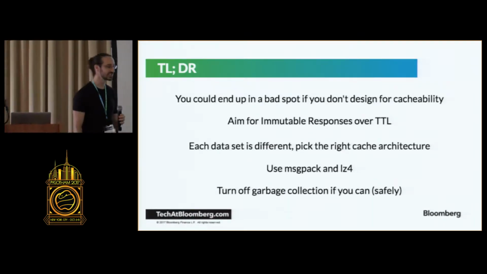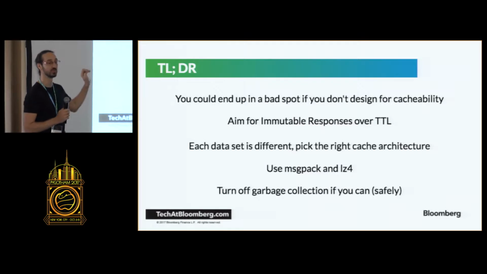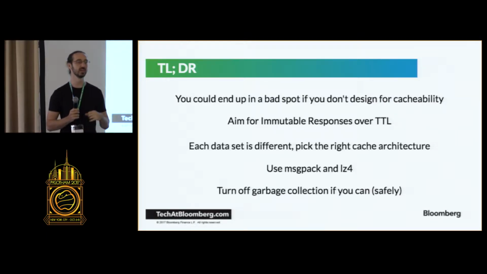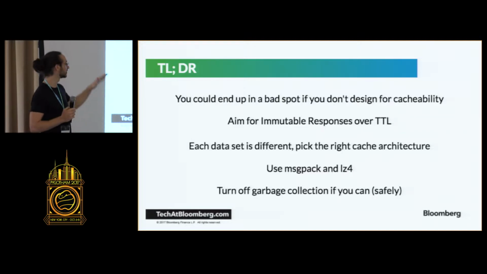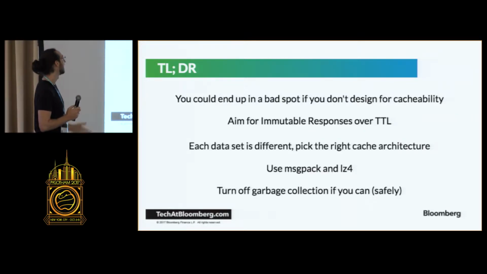So I was advised to just tell you what I'm going to tell you. So this is kind of the summary, right? Design for cacheability, because if you don't, it's going to be hard to scale easily. If you're going for cacheability, you should aim for this concept of immutable responses or statelessness over the HTTP way of time to live. I'll justify all of these summaries, but just tell you up front so you kind of know where we're headed. Every data set is different.